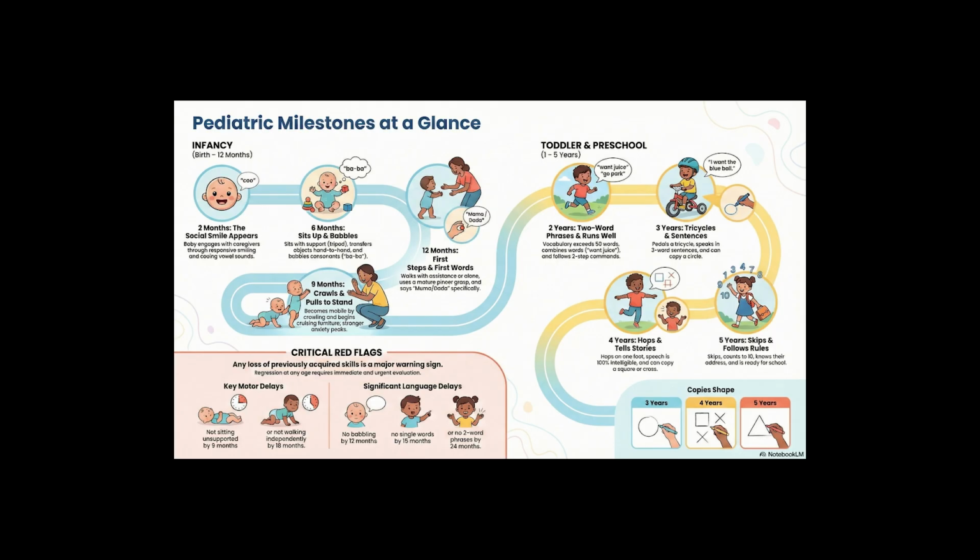3. Not sitting unsupported by 9 months. 4. No single words by 12 months. 5. Not walking independently by 18 months. And 6. No two-word phrases by 24 months. If you see any of those on an exam or in your clinic, the answer is always aggressive evaluation and referral. So that's it. A complete top-to-bottom blueprint of development.